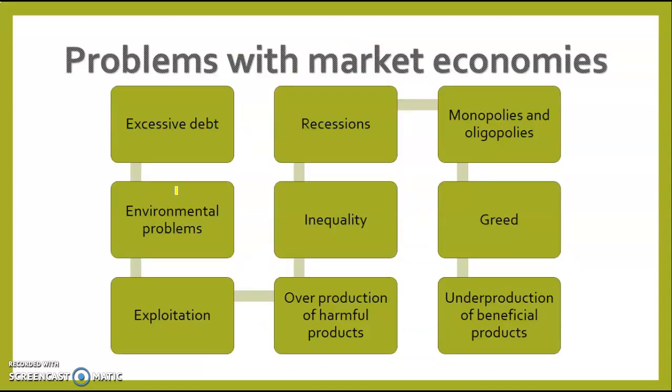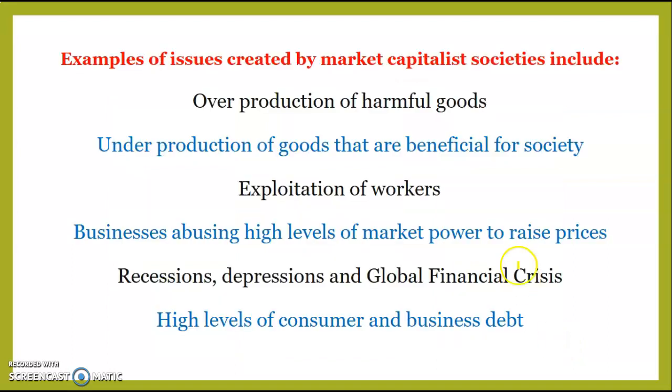So problems with market economies, just to sum up some of the main ones: excessive debt can lead to recession sometimes, which we'll talk about a bit more when we look at the macro economy. Monopolies and oligopolies can form, can lead to environmental problems, inequality in terms of the distribution of income, greed can occur, exploitation of workers, and then overproduction of harmful products and underproduction of products that are beneficial to our living standards. So there's some of the things we're going to focus on as we go through this video.